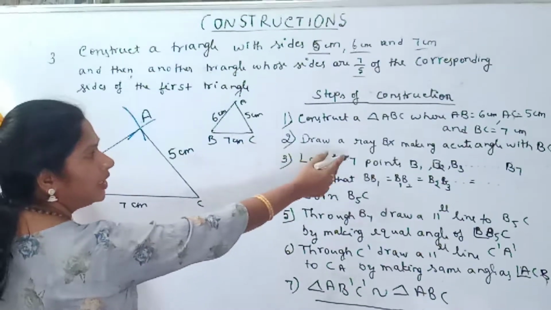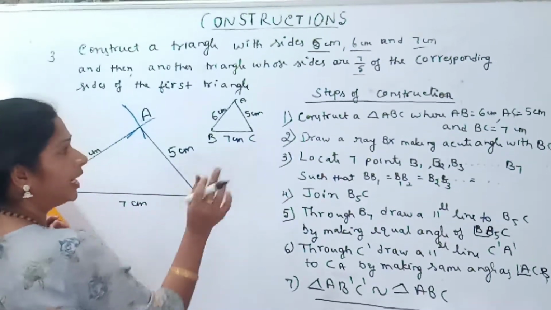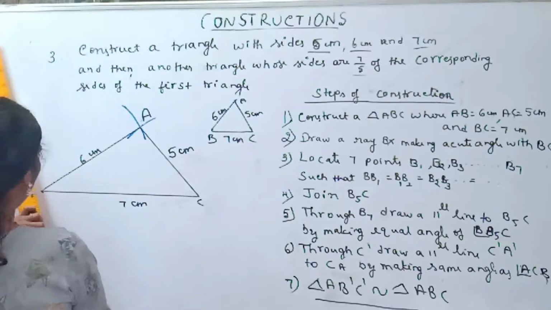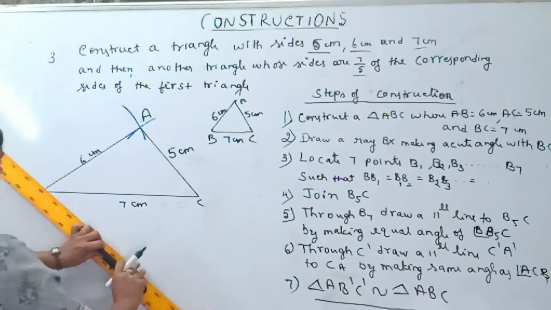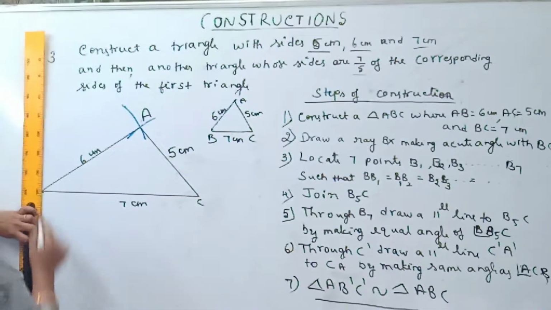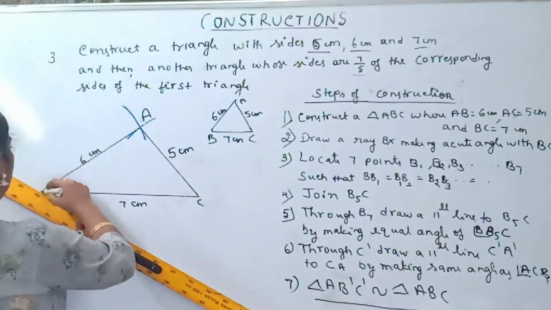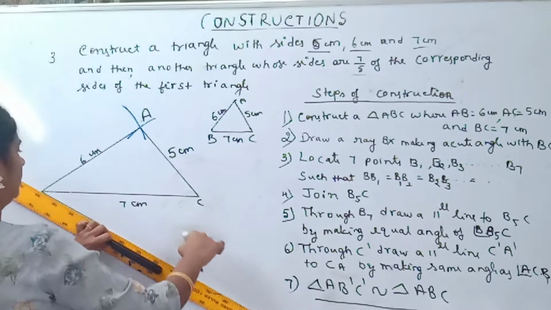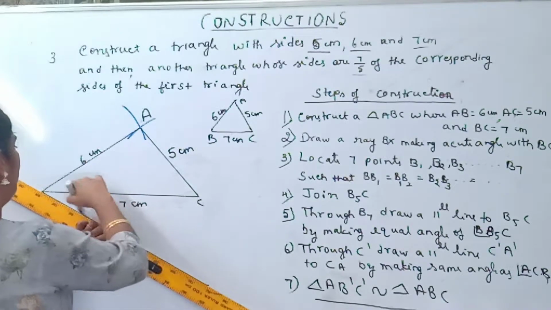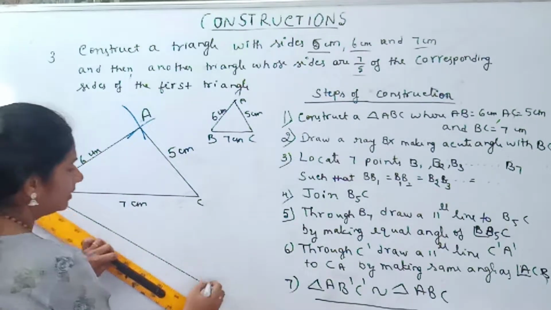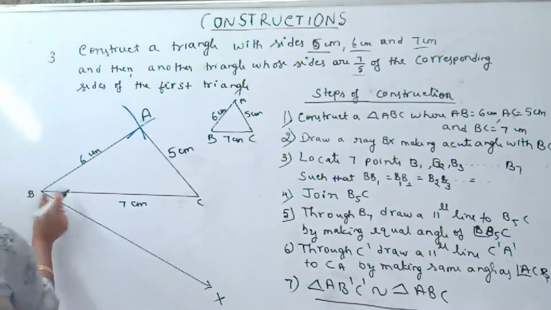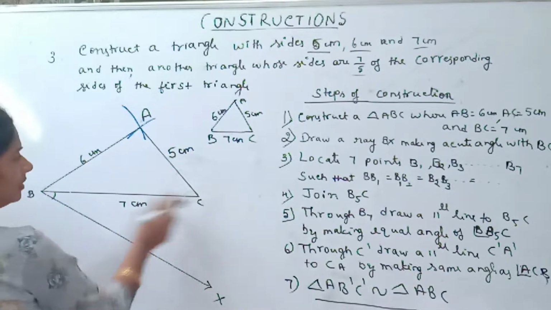Step 2. Draw a ray BX making acute angle with the BC. Now you have to draw a ray, children. Don't draw a ray like this. This is 90 degree. Less than 90 degree you have to take and draw one ray like this. Draw any ray BX making acute angle with BC.